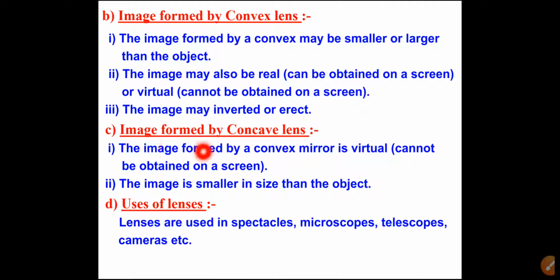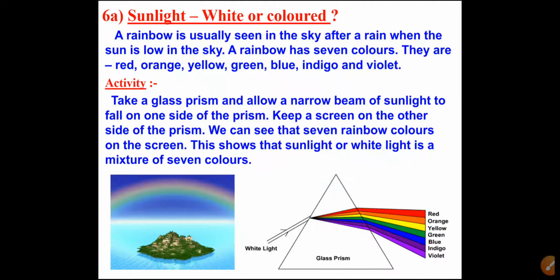Now the image formed by the concave lens. The image formed by the concave lens, like the convex mirror, is virtual, cannot be obtained on the screen, and is smaller in size than the object. So here, instead of mirror, you can use the word lens. And what are the uses of lenses? Lenses are used in spectacles and the microscope. You have seen the microscope; in the microscope also lenses are used. In the telescope the lenses are used, and in cameras also lenses are used.